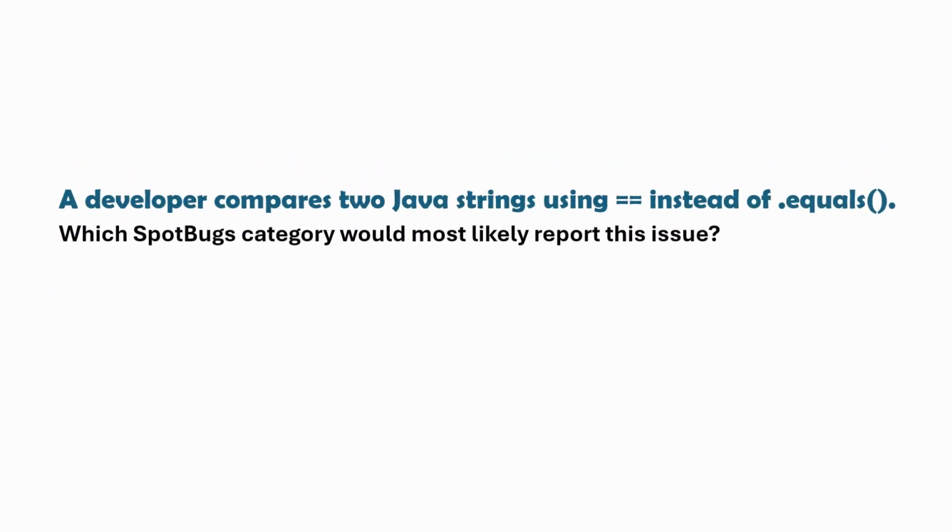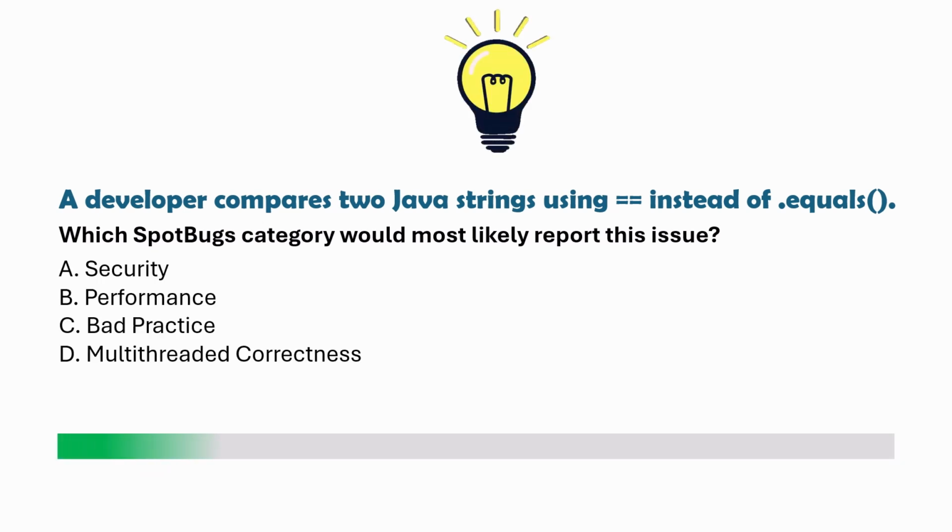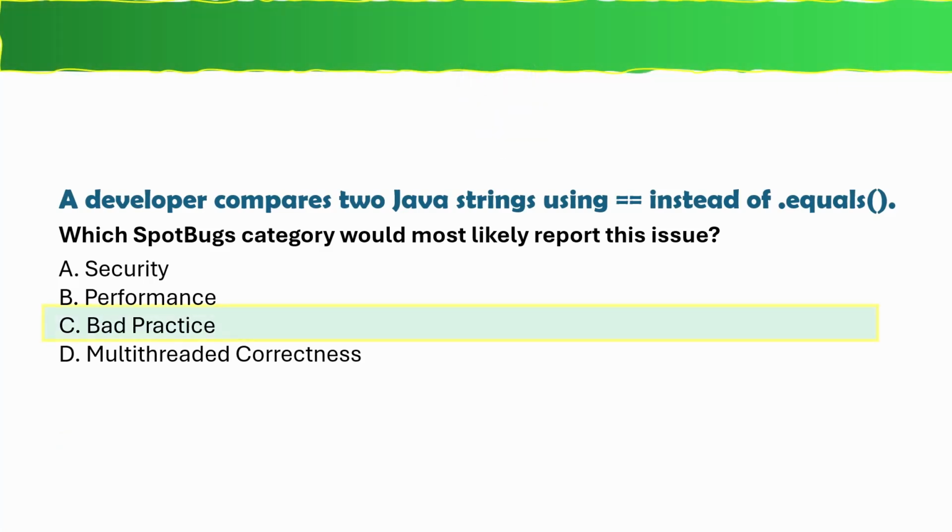A developer compares two Java strings using double equals instead of the dot equals function. So which SpotBugs category would most likely report this issue? The correct answer is C, that is bad practice. So using double equals compares object references rather than the actual string contents, which can lead to unexpected behavior. Although the code may compile and sometimes appear to work, it is considered a poor programming practice that reduces the code reliability and maintainability.